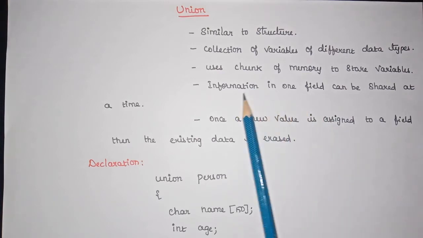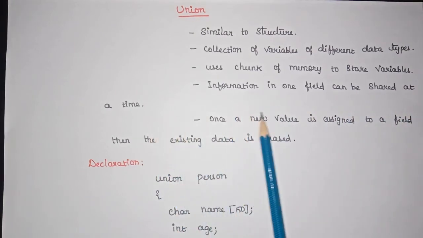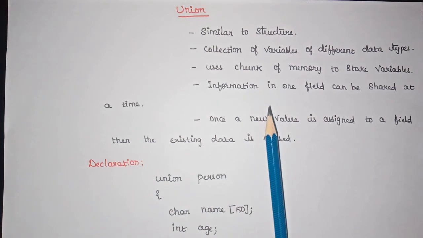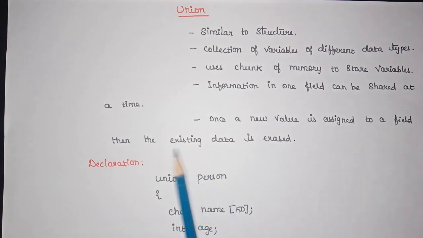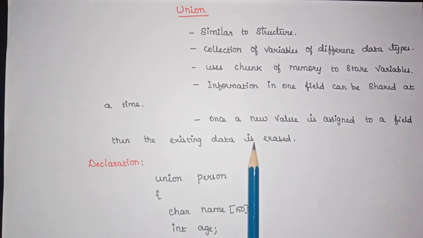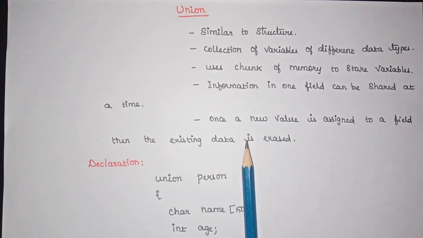So the information in one field can be held at a time, which means that memory space is shared by all the members of the union. Once a new value is assigned to a field, the existing data is erased because it is using the same memory for all the member variables. When the same memory is used for all the member variables and a new value is entered, the previous, old value will get erased. That is what will happen in this kind of data type, the union type.